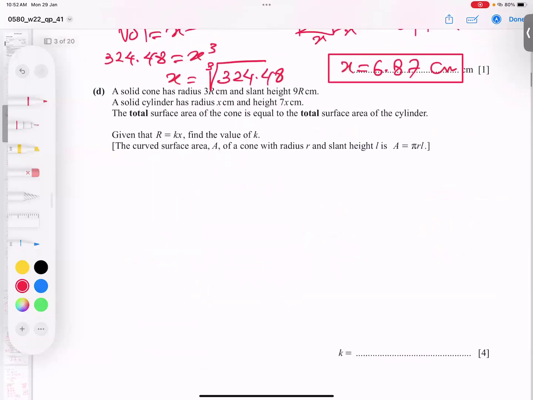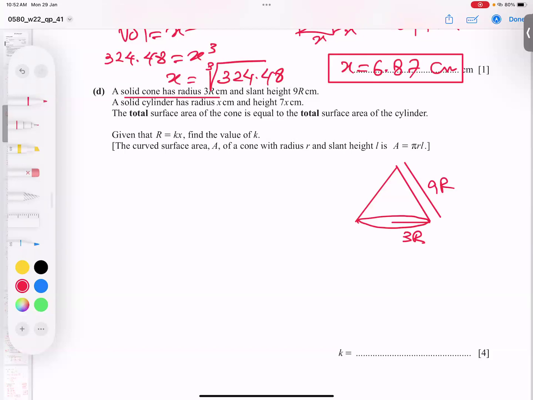Let's talk about one of the important questions here. A solid cone has a radius 3r. Look, I'll show you a cone. If I show you this kind of shape, inshallah, you'll understand. He said the radius is 3r. So the radius is 3r, and the slant height is 9r.